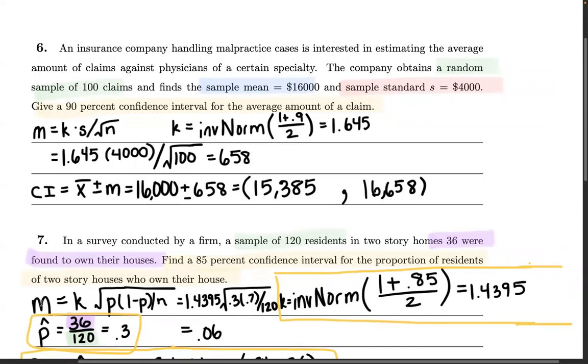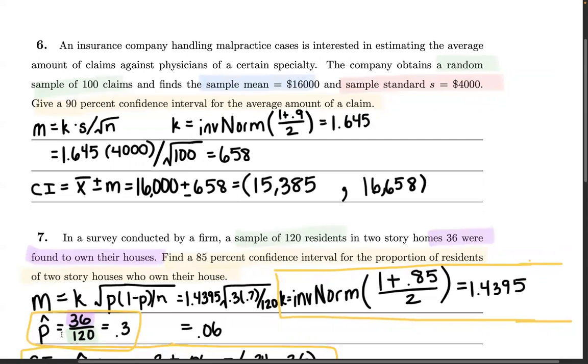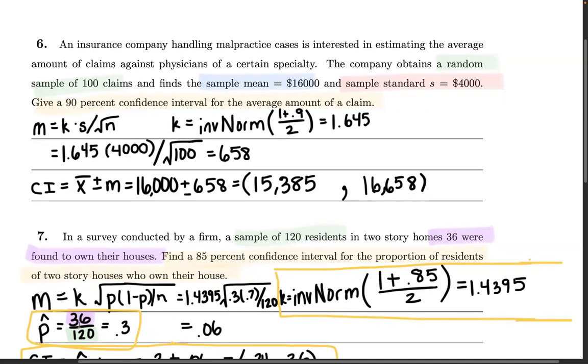So now we can solve for M. We input our K, which is 1.4395, times the square root of P times (1 minus P) divided by N. Our P here is 36 divided by 120, because our total number of residents in our sample is 120, and of those, 36 were found to own their own houses. So 36 divided by 120 equals 0.3.